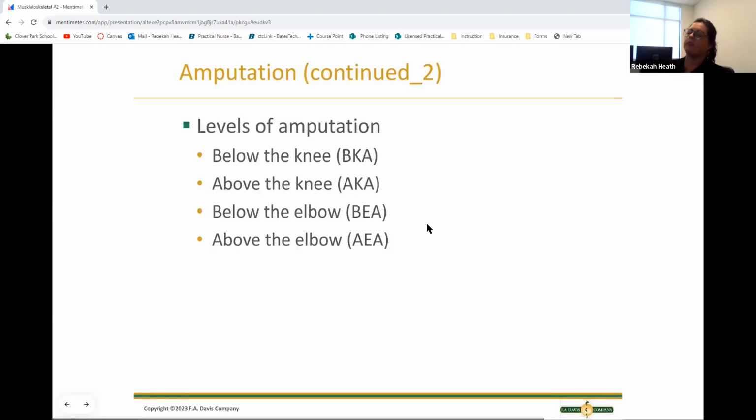So there are different levels of amputation, especially when we talk about our legs and our arms. BKA and AKA. I've had a lot of people get confused about this. B is below the knee, so below the knee amputation. AKA is above the knee. So if you don't know what they have, look at their leg. Do they have a knee? If they have a knee, that's a below the knee amputation. Similarly for the elbow, below the elbow or above the elbow.